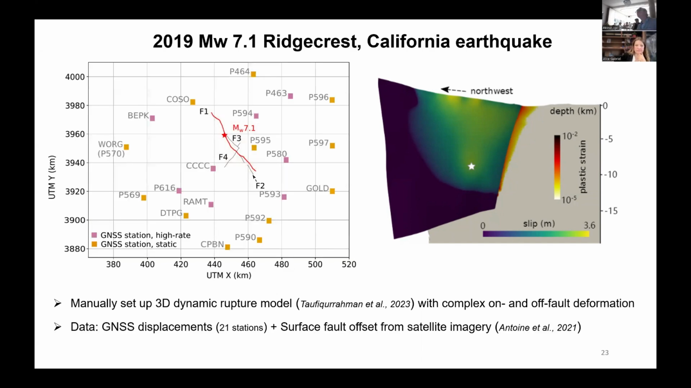So in this work, we want to constrain the uncertainties in the parameters. To reach this goal, we combined GNSS displacement data. These are the stations I show here. The pink rectangles are the high-rate GNSS with displacement time series, and also some static GNSS stations where we only recorded the coseismic displacement vectors. Another set of data we use is the fault-parallel offset measured with satellite imagery.